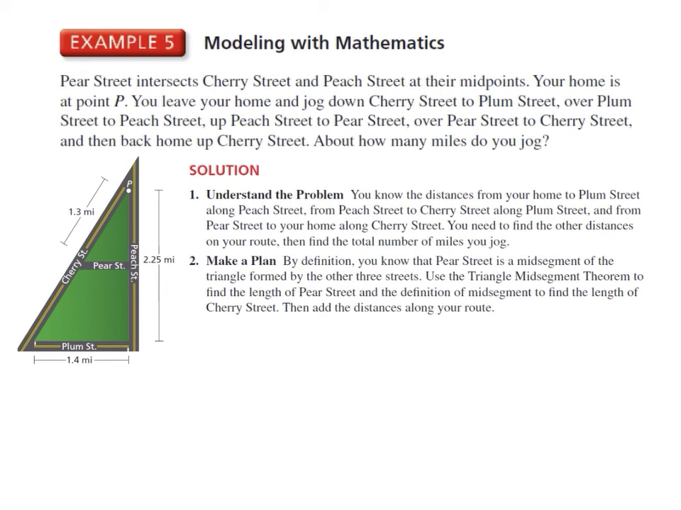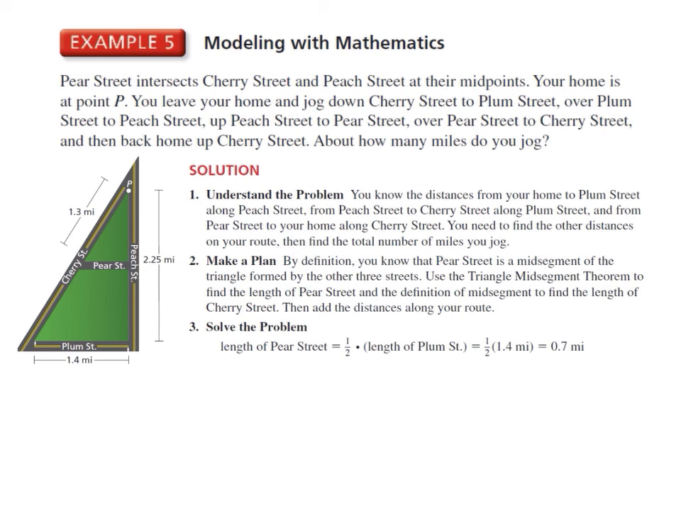So we need to make a plan. By definition, you know that Pear Street is a midsegment of the triangle formed by the other three streets. So use the triangle midsegment theorem to find the length of Pear Street and the definition of midsegment to find the length of Cherry Street, so the full length, not just part of it. Then add the distances along your route.